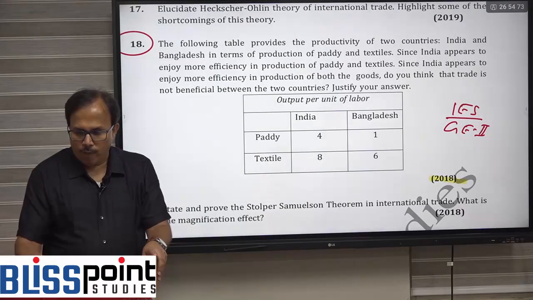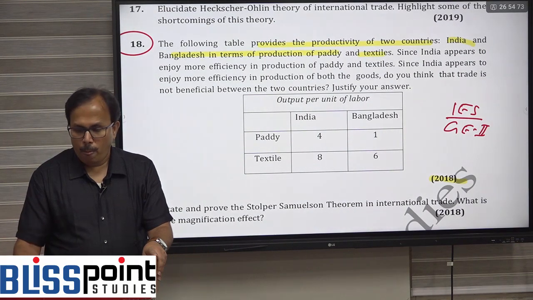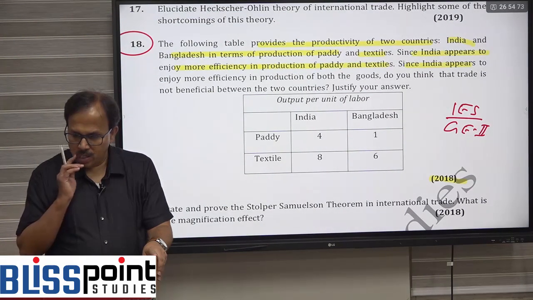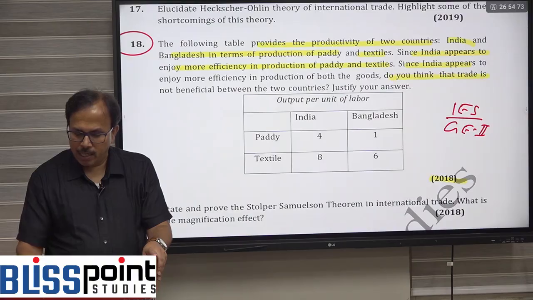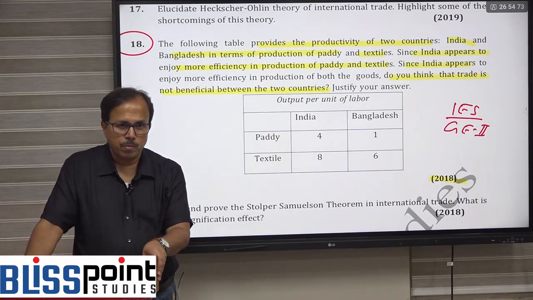The question says the following table provides the productivity of two countries, India and Bangladesh, in terms of production of paddy and textile. Since India appears to enjoy more efficiency in the production of paddy and textile, do you think that trade is not beneficial between the two countries? Justify your answer.